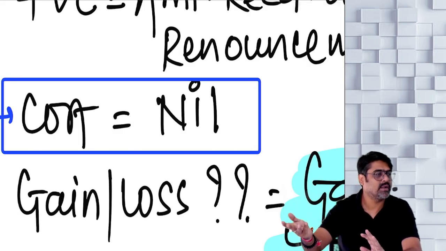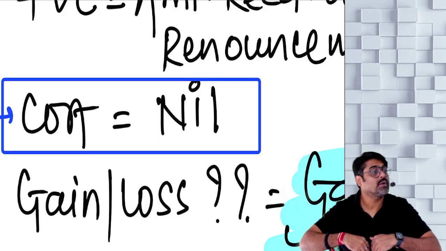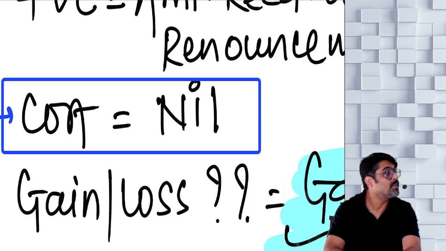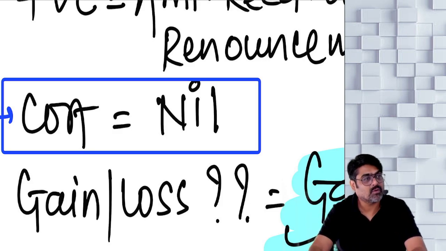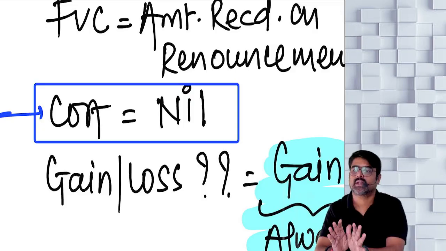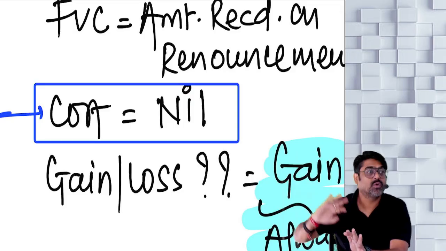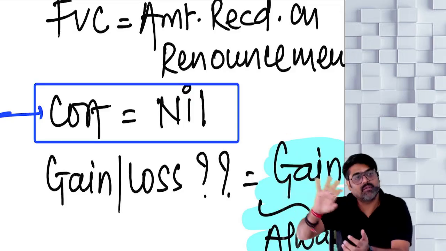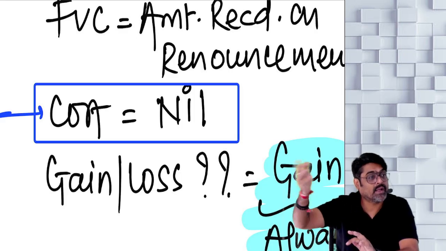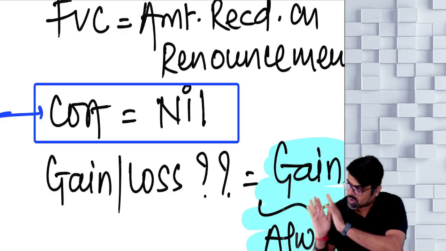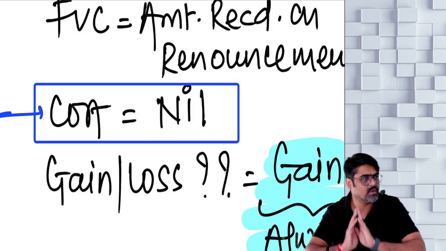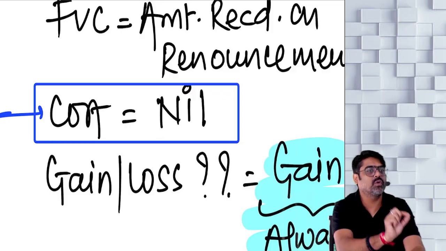If you renounce the right, you are not going to get the right shares. Those right shares will be given to the person in whose favor you have renounced the right. He was a non-shareholder. You are a shareholder, renouncing the right in favor of a non-shareholder, who will acquire the right shares. So your capital gain is calculated on announcement of the right. Your story is over.